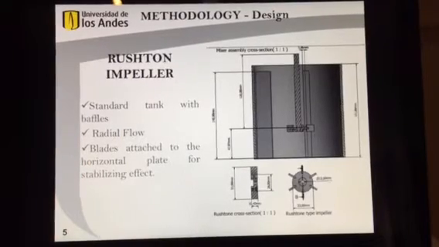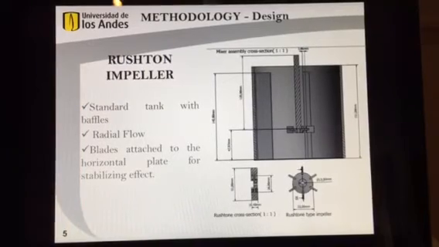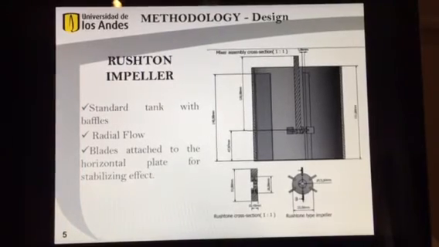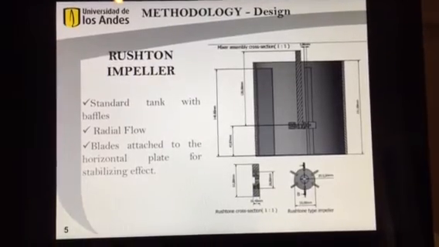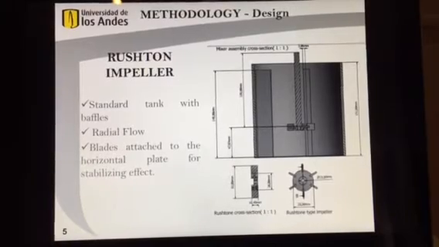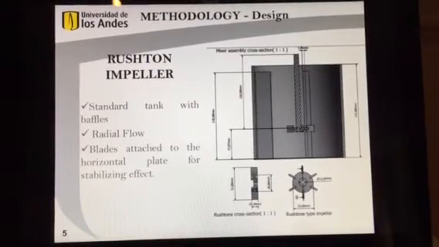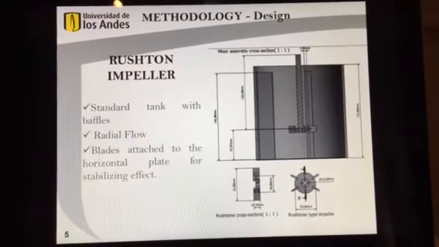First, the Rushton impeller was made together with a standard tank with baffles, which are needed in order to prevent vortexing and rotation of the liquid mass as a whole. This type of turbine is known for presenting a higher shear rate. They present a radial flow, and their blades are attached to a horizontal plate for a stabilizing effect.